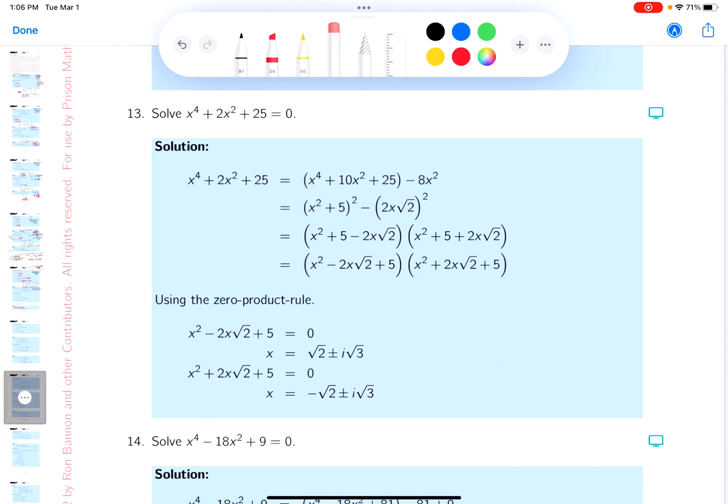Okay, there's nothing wrong with doing this over here. I'm gonna write this down for you. x^4 + 2x^2. If you complete the square, you'd add 1. But I have 25 there, so it's supposed to be 24. That would equal 0. This is a perfect square.